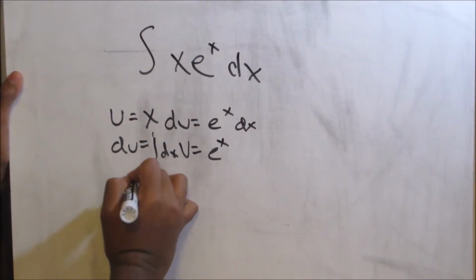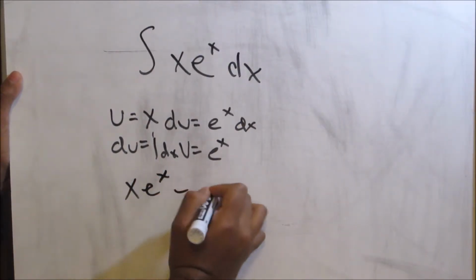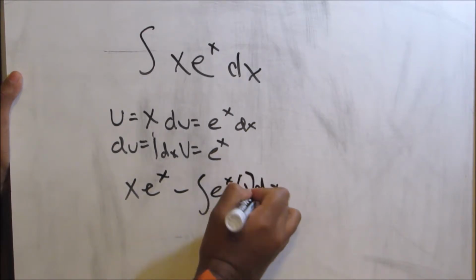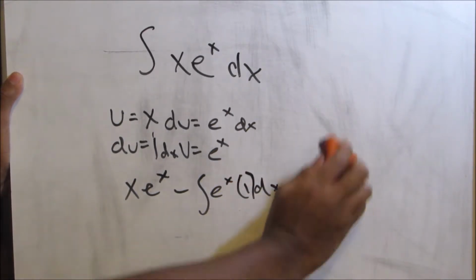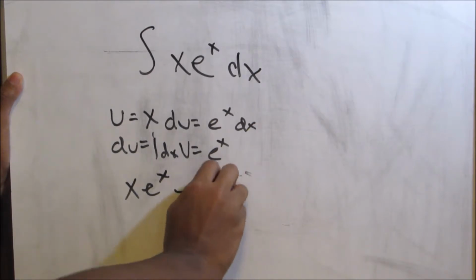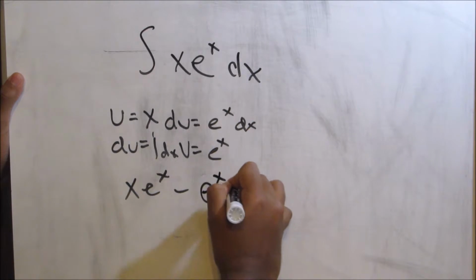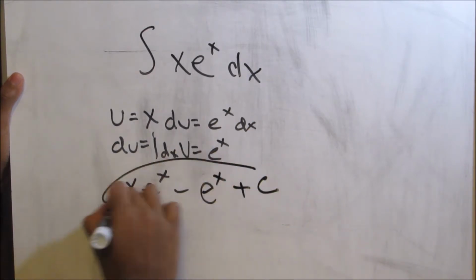Then let's plug these values into the formula, giving us x times e to the x minus the integral of e to the x times 1 dx. Since we know the integral of e to the x is e to the x, the ending result is x times e to the x minus e to the x plus c.